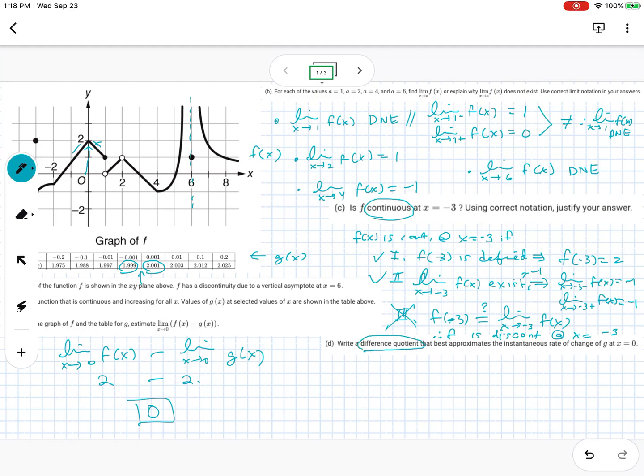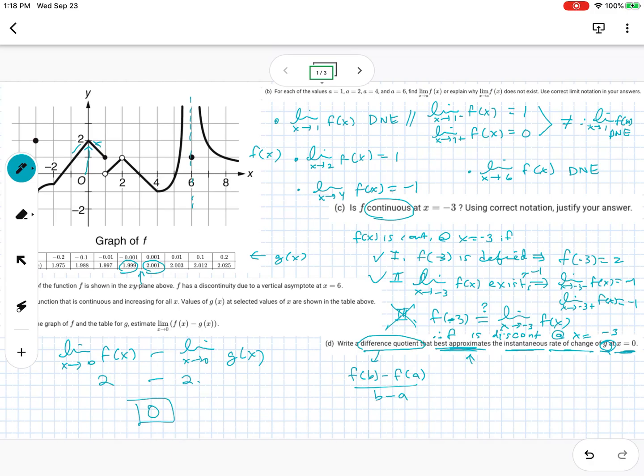Okay. Part D, write a difference quotient that best approximates the instantaneous rate of change. This is something that we haven't seen too much. So it's the average rate of change that gets closer and closer together. That's what it's asking for when it says best approximate. So difference quotient is just another way of saying slope. So average rate of change, f of b minus a over b minus a. But we want to best approximate it at x equals 0, meaning n of g.